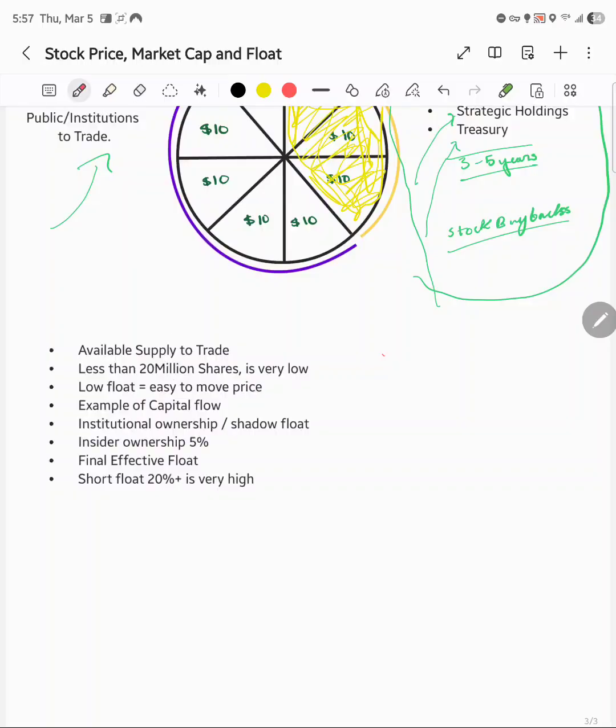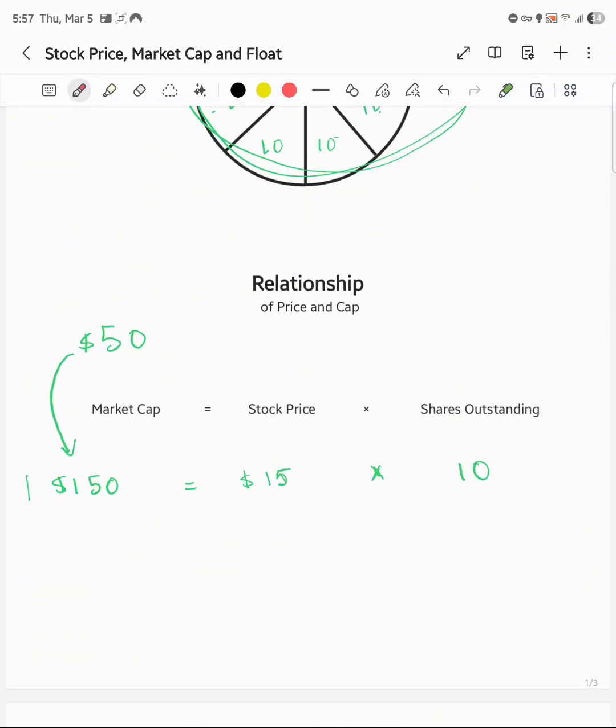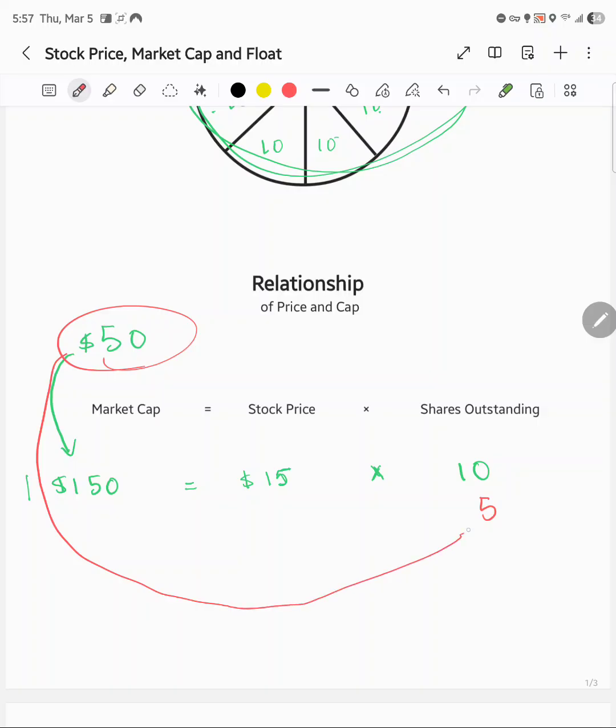And low float is easy to move because even from the outstanding shares, you have removed a good chunk of supply, and lower supply, remember early on, let's say only 5 of them are actually available to trade, and when we get the inflow of new money, that money is competing against 5 shares, not the 10, because 10 is the outstanding shares and only 5 are actually able to be traded in the market.